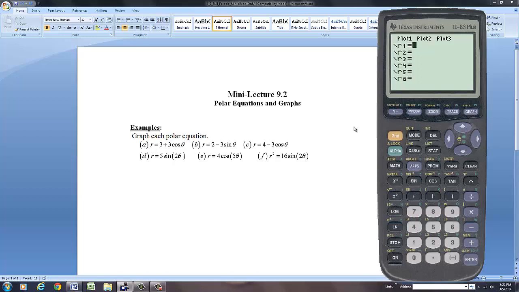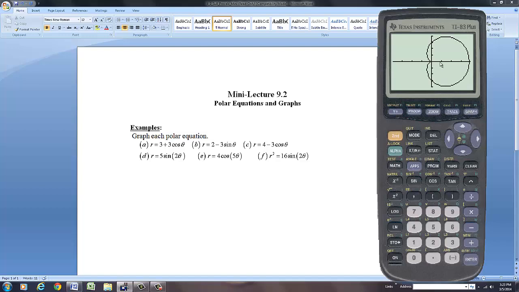So the first one is 3 plus 3, hit the cosine, and then hit x. Because I have it set to polar, the calculator knows it's in angles, it gives me theta. So close the parentheses here. Now hit graph, and this is what I get.